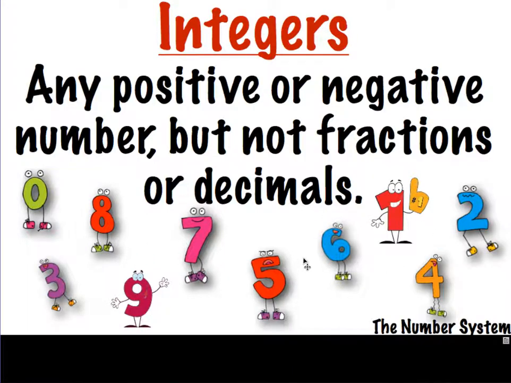So here you see all these numbers. This would also include -3, -8, -9, -7, -5, -6, -1, -4, -2. 0 does not have a negative. 0 is neither positive nor negative. It's just 0, but it is part of the integer set.